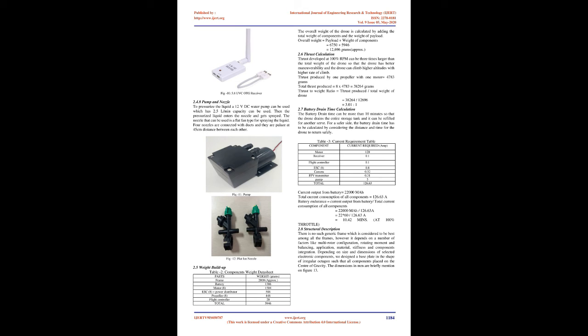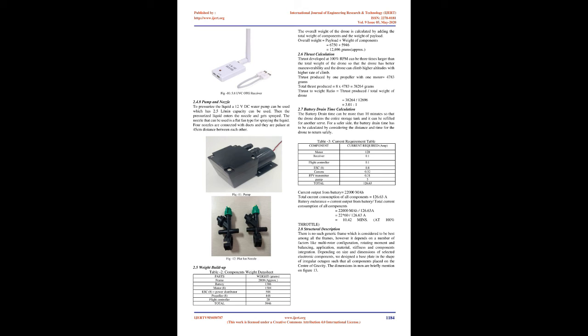2.6 Thrust calculation. Thrust developed at 100% RPM can be 3 times larger than the total weight of the drone, so that the drone has better maneuverability and the drone can climb higher altitudes with higher rate of climb. Thrust produced by one propeller with one motor equals 4,783 grams. Total thrust produced equals 8 x 4,783 equals 38,264 grams.